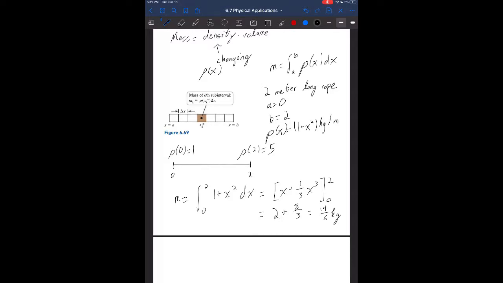We always have to, in these types of problems, be careful that we have the right units. So our units of our density function are going to be kilograms per meter. Our a's and b's are also in meters. So when we multiply kilograms over meters times meters, the meters are going to cancel, and we're just going to be left with kilograms as our units. So 14 over 3 kilograms.